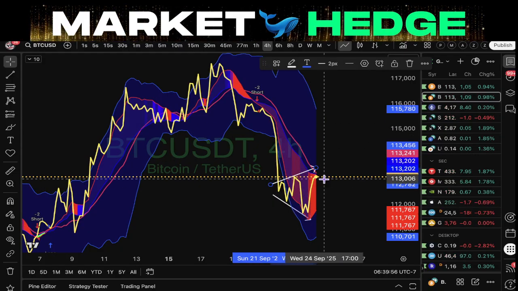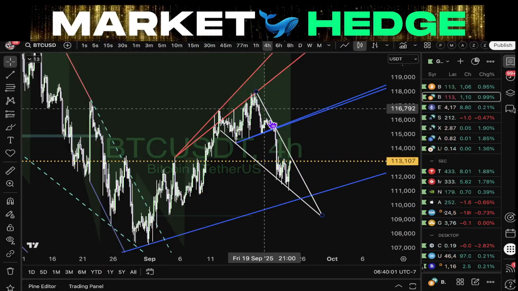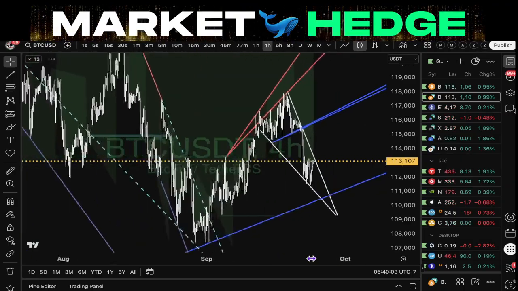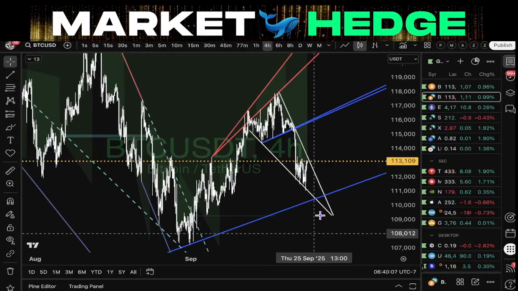Barrier, you got it, 4 hourly, 20 moving average. So a little bit of a real tight wedge ongoing as well, if you want to look at that on that 4 hourly. This is London with MarketHedge.